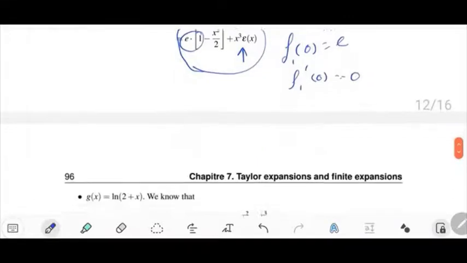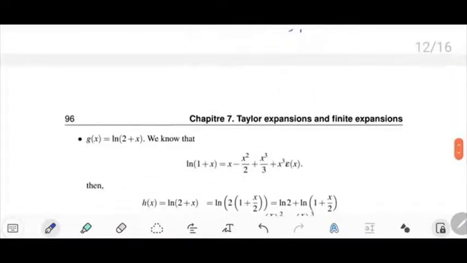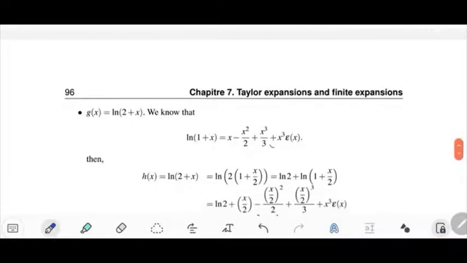Let's take another example. If g of x is equal to ln of 2 plus x, so we know that ln of 1 plus x is equal to x minus x^2 over 2 plus x^3 over 3. So we take always to the third order because this is what they are asking for. Then h of x is equal to ln of 2 plus x. So here also we cannot replace the x in here by the x in here because we have 2. So it's not the same case. So we do some calculations.